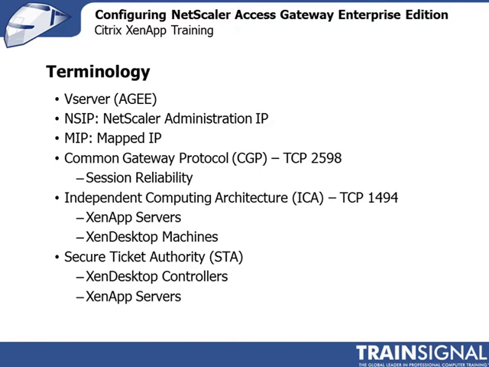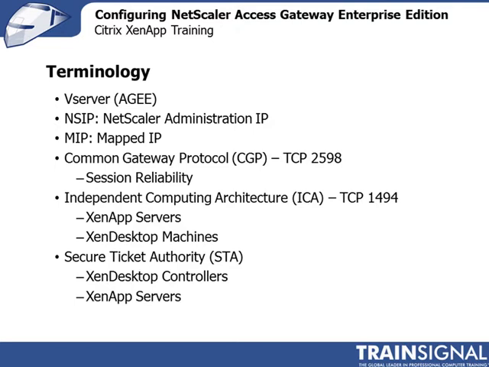The other thing that we need to talk about from a terminology perspective is, what does an NSIP mean? That means it's a Netscaler administration IP address. NS always reflects Netscaler. The MIP is called a mapped IP address. The mapped IP address is what's going to carry the traffic from the Netscaler to the internal network resources, XenApp, XenDesktop, so on and so forth.